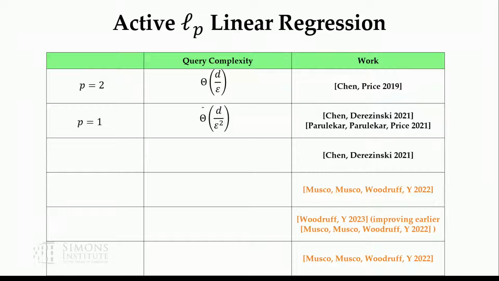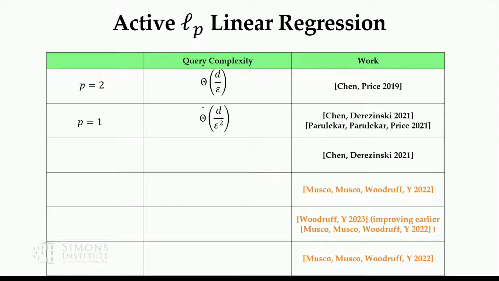Then came a work of Chen and Derezinski, and independently of Parulekar, Parulekar, and Price, which studied p equals 1. Unlike p equals 2, which has a lot of algebraic structure, you can take the objective function, use the Pythagorean theorem to decompose it into a part only depending on A, and a part that is a dot product for which you can sample from A and approximate the dot product with b. P equals 1 has less algebraic structure, but it still has nice structure. Using specific properties of p equals 1, those authors were able to show a tight bound of d over epsilon squared up to log factors.